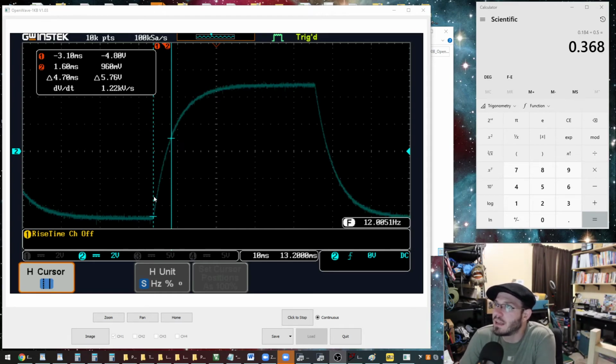What's my difference in voltage? Well, we have 10 volts from the bottom to the top. All right, we're at 5.926. We're bouncing around a little bit.